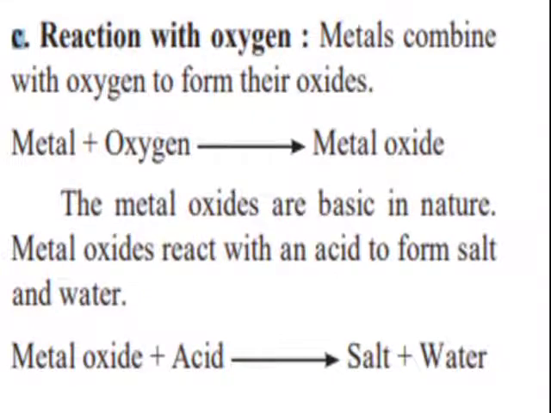Now the next property of metals is reaction with oxygen. When a metal combines with oxygen to form its oxide, the equation is metal plus oxygen gives metal oxide. The metal oxides are basic in nature. Metal oxides react with an acid to form salt and water. So metal oxide plus acid gives salt plus water.